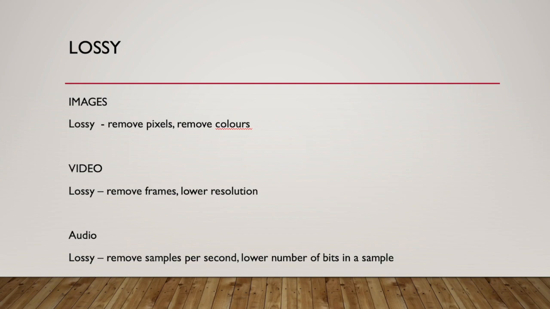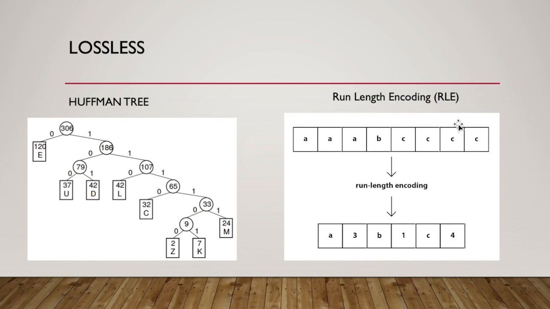Lossless is a bit more tricky. Let's just look at two methods quickly. We'll start on the right here. This is a lossless method of compression. It's called run length encoding, RLE, where we have repeating values. Instead of having that repeating value, we just put the number of the values after the value. So there are three A's there, so we wrote A, 3. There is one B there, B, 1. There are four C's there, so C, 4. Okay?